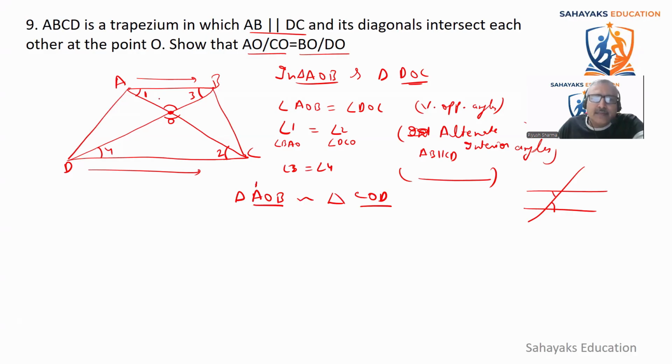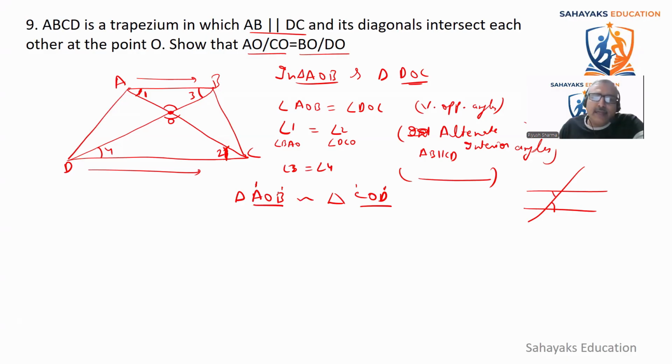So this angle is equal to this angle. So basically angle A is equal to angle C. Now angle B is equal to angle D, and in the middle comes the O. So triangle AOB is similar to triangle COD.